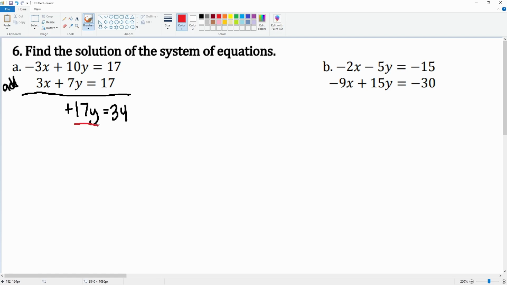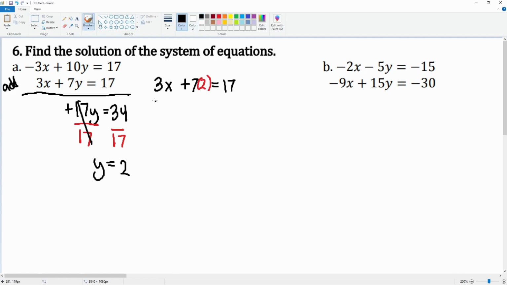The 17 is in front of the y, so we're going to divide by 17. Now we get y is equal to 2. We're not done. We now need the x value. So what we can do is solve it using substitution, where we plug it in. Where we see the y, we take it out and substitute in the value of 2.